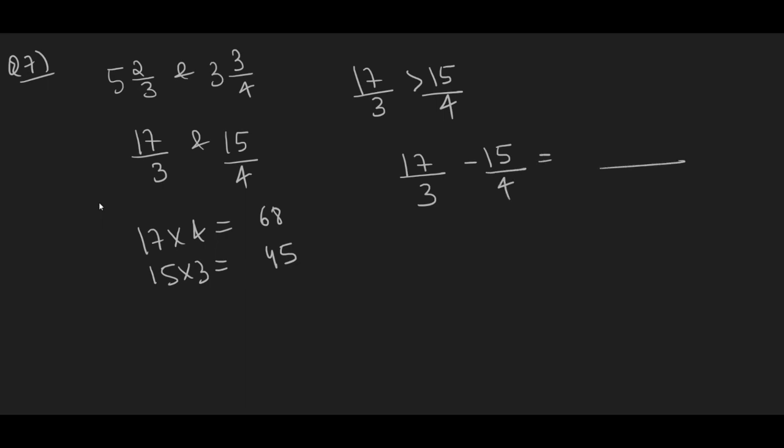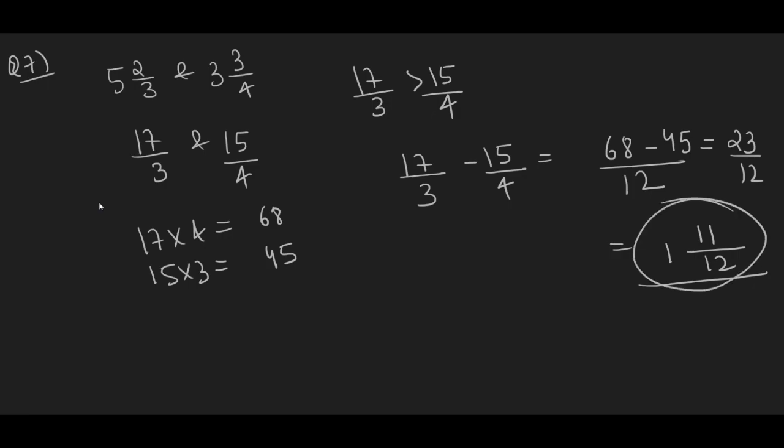So take the LCM. 4 3s are 12. So 17 into 4 is 68, minus 3 into 15 is 45. So you will get the answer as 23 upon 12. So this will be converted into a mixed fraction. 12 1s are 12, and you will be remaining with 11. So 5 2 by 3 is greater than 3 3 by 4 by 1 11 by 12, children.